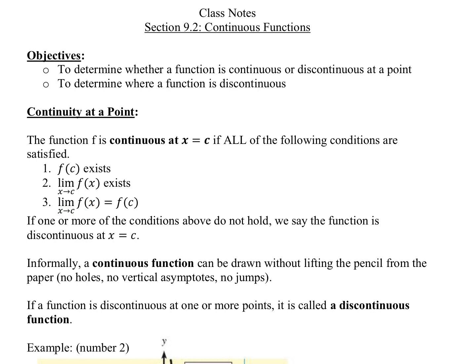So if any of the above conditions do not hold, then we'll say the function is discontinuous at whatever the x value is. One way to think about this, informally, you could consider a continuous function to be one that could be drawn without lifting up your pencil from the paper. So there should be no holes in the graph, no vertical asymptotes, and no jumps in the graph. Then one more piece of vocabulary. If there are any points where the function is discontinuous, then we would just say it's a discontinuous function.